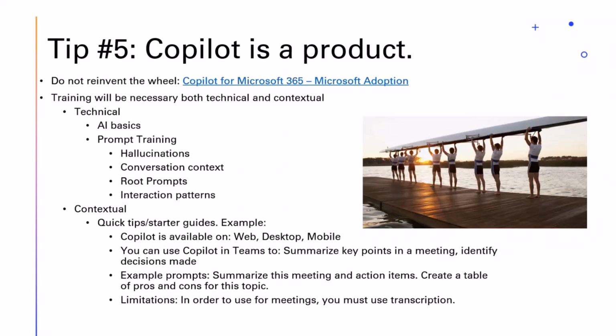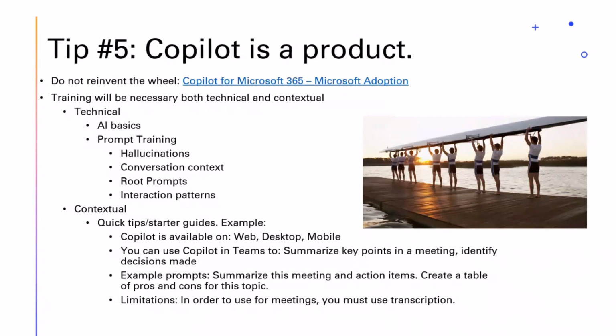And then for contextual, meeting them where they are, getting them those quick start guides to how do I actually get started with this in bite-sized pieces. So for example, I have in here for Copilot and Teams. So tell them where it's available. You can use Copilot in web, desktop, mobile, because there are differences in where you can access Copilot. What are some of the things you can do with it? I can summarize key meeting points. I can do decisions made. Give them some of those sample things that they can do, give them some example prompts of how to get that information, but then also make them aware of the limitations.